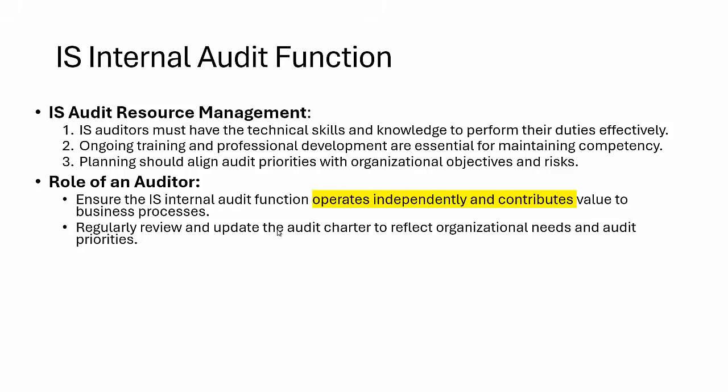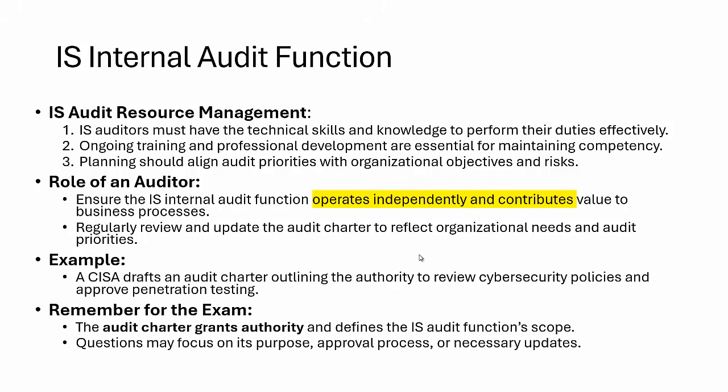Now the question is, what is the role of an auditor here, or the role of a CISA candidate? We need to ensure that the information system internal audit function operates independently, and that there is a regular review and update of the audit charter to reflect the organization's needs and audit priorities. So a CISA will draft an audit charter, outline the authority, review the cybersecurity policy, approve the pen testing. And remember from the exam point of view, the audit charter grants authority and defines the IS audit function scope. And a question may focus on its purpose, approval process, necessary updates and all that.